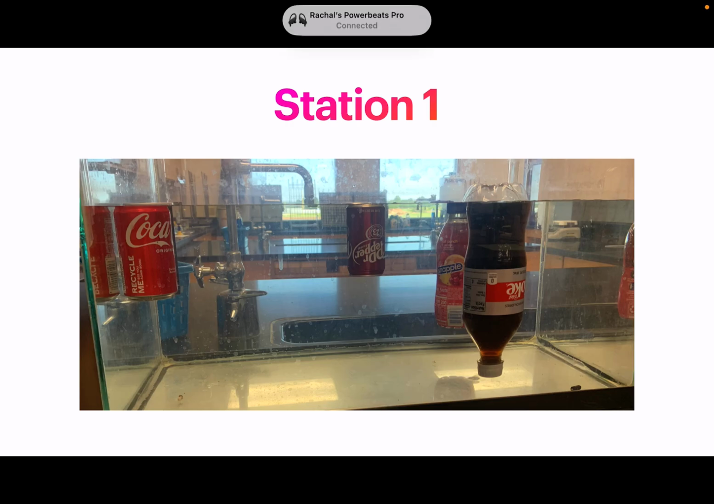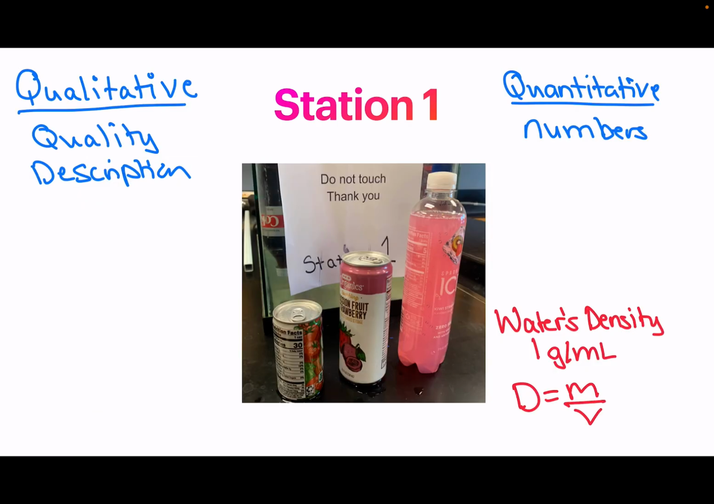Okay, so I'm going to go over a few things with you in regards to your Welcome Back Lab. So, Station 1, I had you set up a density lab. It was yours to do as you saw fit. So, some things we wanted to come out of here was the idea of quantitative and qualitative.